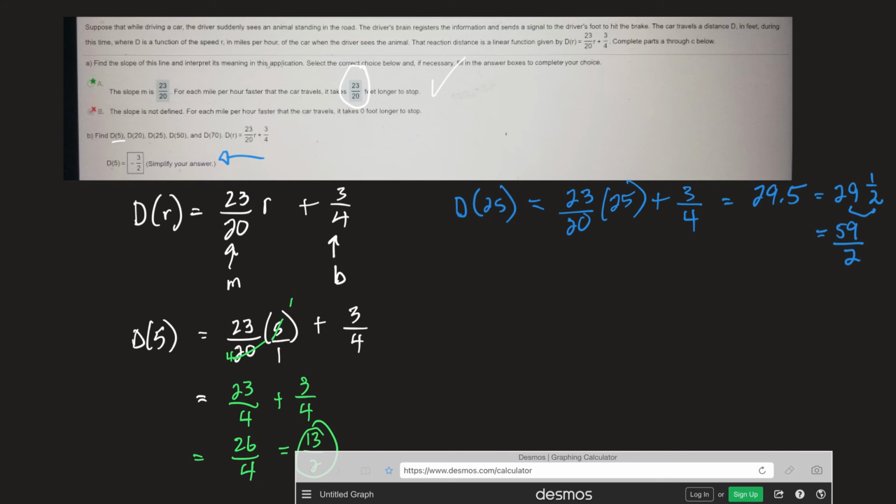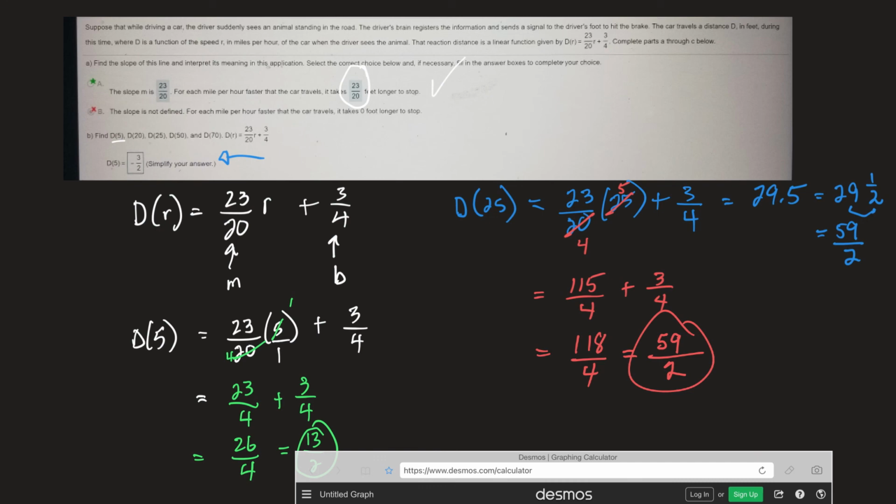Alternatively, you can do it with the fractions. Let's try that. So 5 will go into here 4, 5 will go into there 5. So I have 23 times 5. Is that 115? Over 4 plus 3 over 4. Okay, so that gives me 118 over 4. Oh, but I can simplify this. Divide 118 by 2, 59. Divide 4 by 2, 2. There we go. So that would be the distance that it would take to stop.